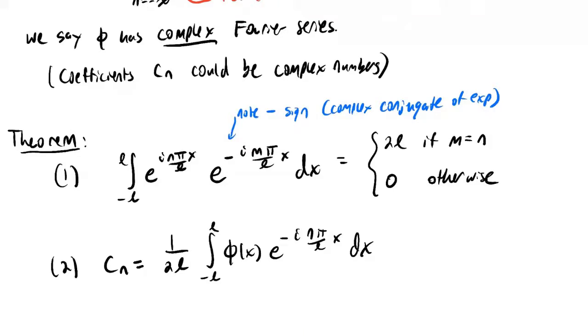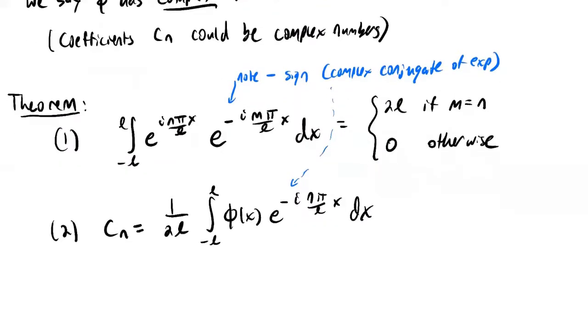Again, notice that there's a minus sign here. If you forget the minus sign, you'll be calculating the coefficient for minus n instead of n. So it's important to remember this. This second bullet point assumes that my function phi of x is equal to its Fourier series.